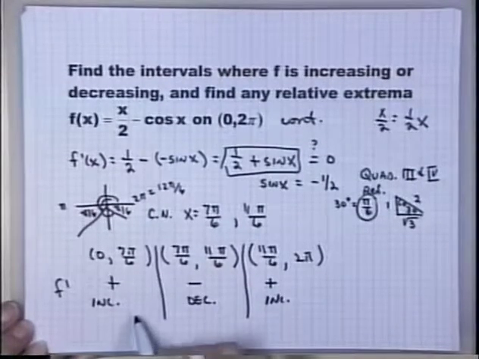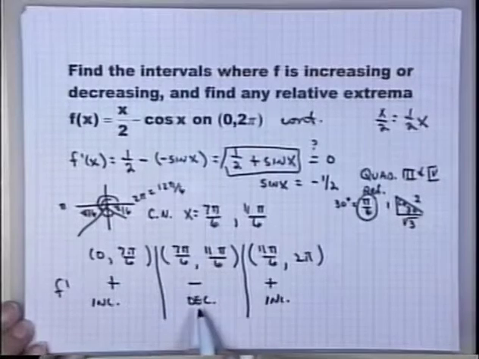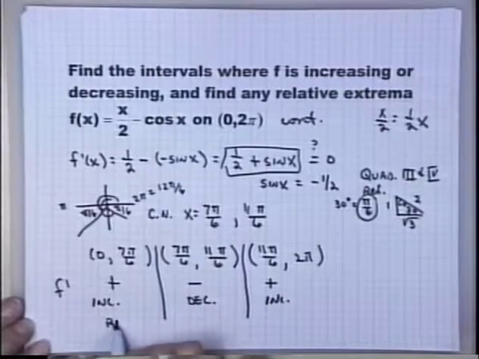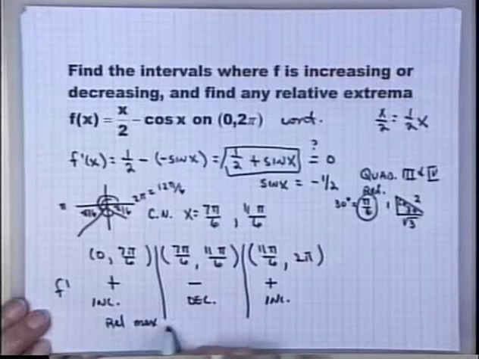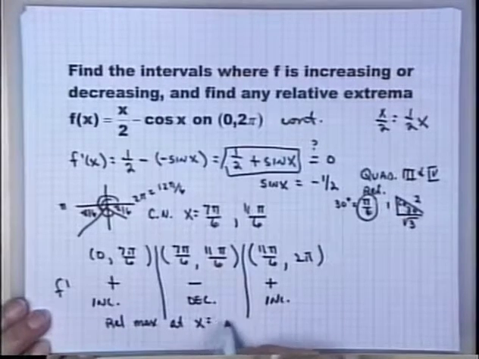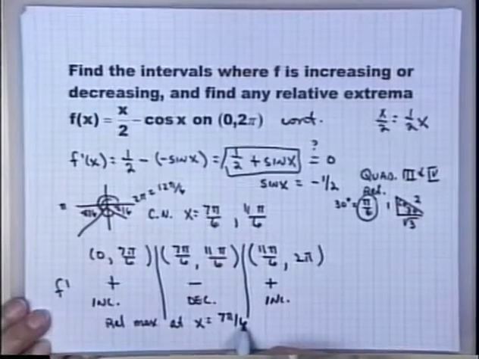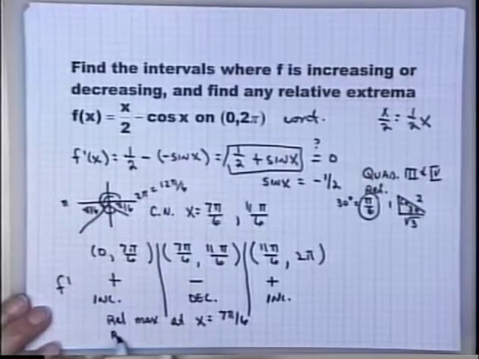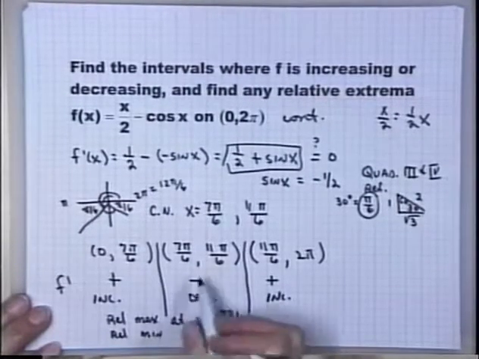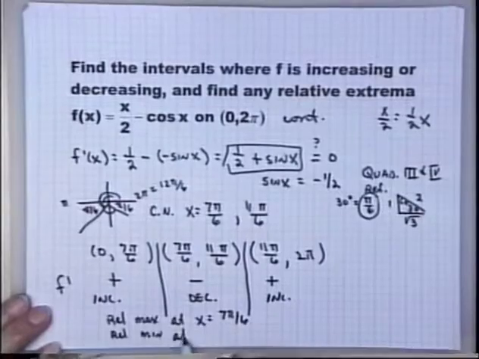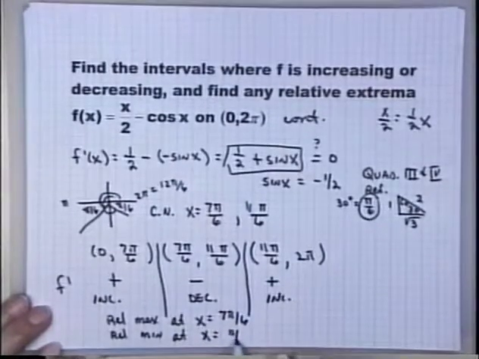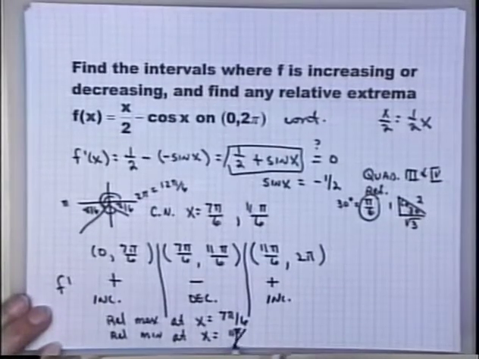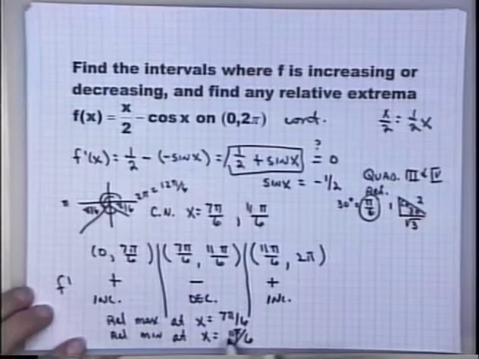So if I go from increasing to decreasing, I have a relative maximum at x equal 7 pi over 6. And I have a relative minimum, because I go from decreasing to increasing, at x equal 11 pi. Oops, I forgot my pi. 11 pi over 6.